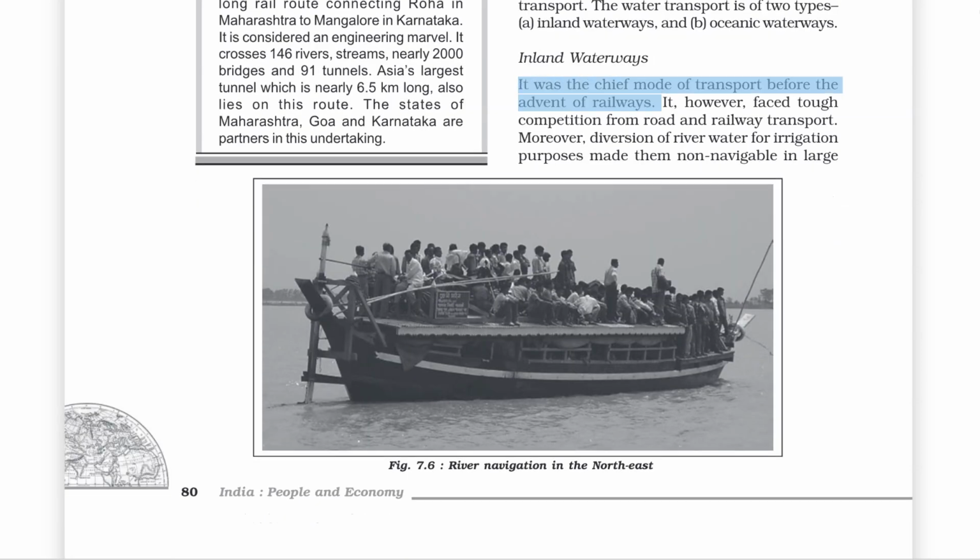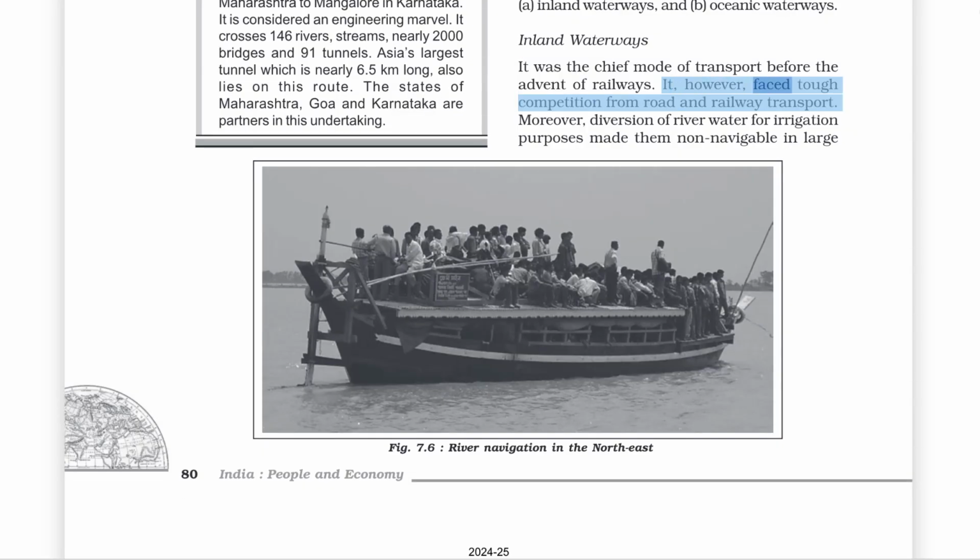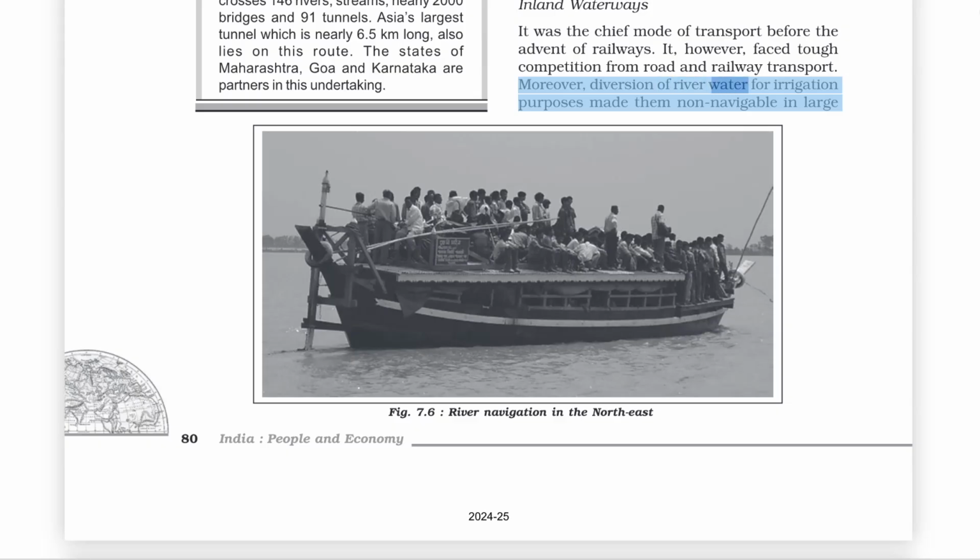Inland waterways. It was the chief mode of transport before the advent of railways. It, however, faced tough competition from road and railway transport. Moreover, diversion of river water for irrigation purposes made them non-navigable in large parts.